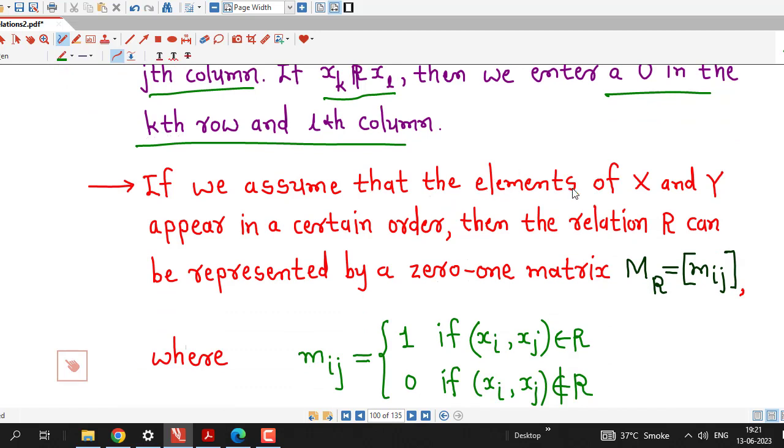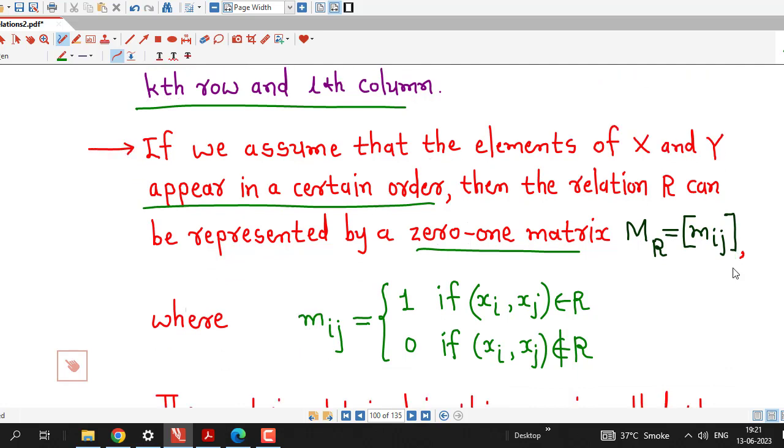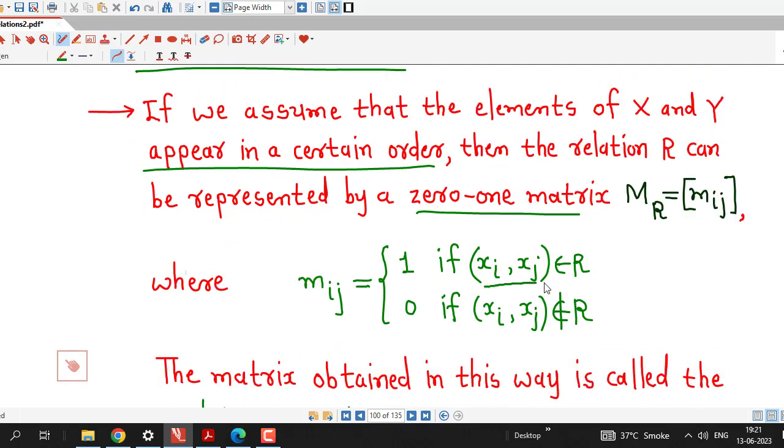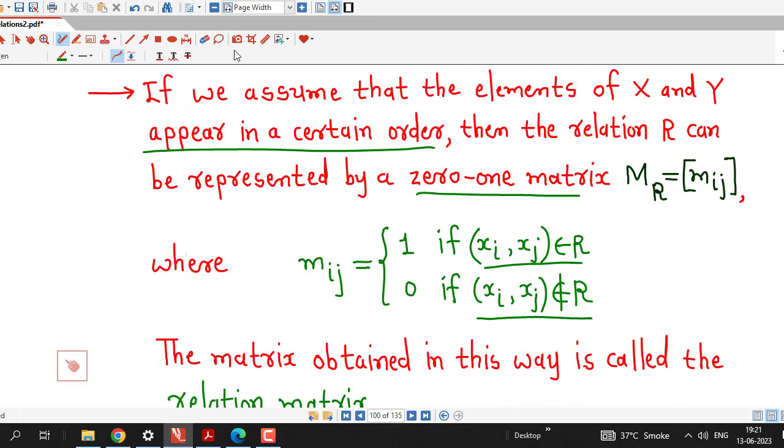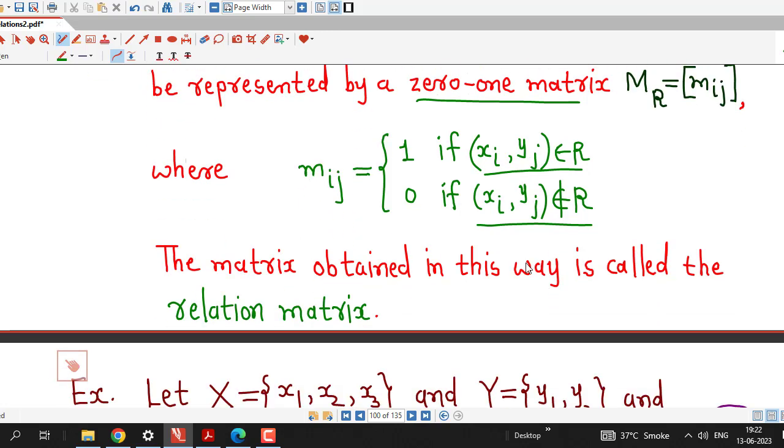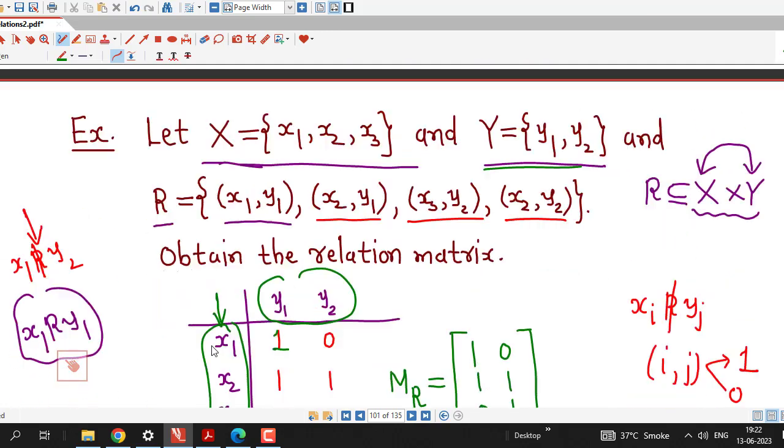If we assume that the elements of X and Y appear in a certain order, then the relation R can be represented by a 0, 1 matrix denoted by M suffix R equal to mij, where mij is 1 if xi is related to yj, and mij equal to 0 if xi is not related to yj. Here I should write yj, because elements of Y we have taken as y1, y2 up to yn. The matrix obtained in this way is called the relation matrix.